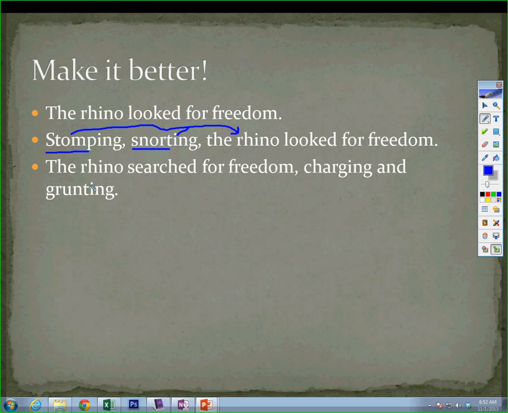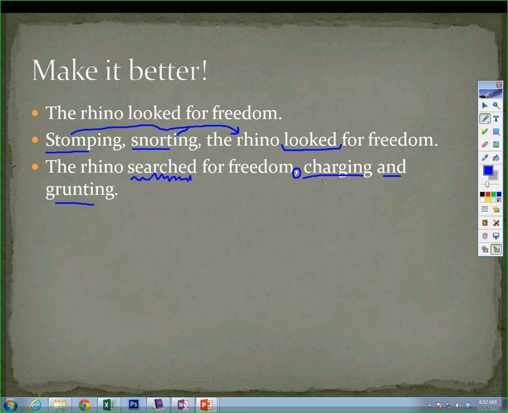Let's look at another example. The rhino's search for freedom. Now notice I changed my verb. Why would I do that? I did that because, well, looked is okay. Searched is better. So I'm going for the better verb. So, the rhino searched for freedom. Notice my comma here. And then charging and grunting.